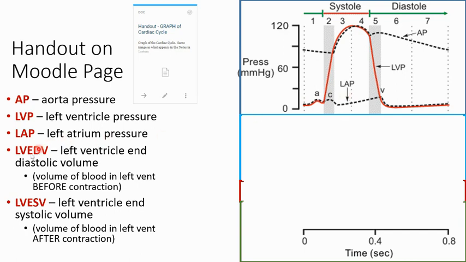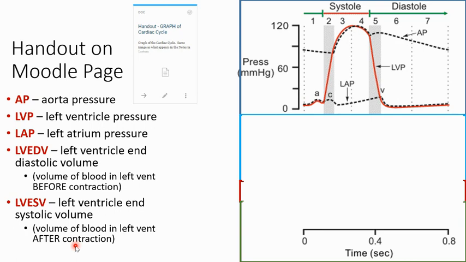And then you have LV EDV and LV ESV. You definitely need to know what those are. This is your left ventricular end diastolic volume, left ventricular end systolic volume. So we're going to be taking a look at these two terms specifically. End diastolic volume is the blood that's in the ventricle before the ventricle contracts. So it's how much blood is in there before it pushes the blood out. What's the volume? And then left ventricular end systolic volume. This is the blood in the ventricle after the ventricle contracts.